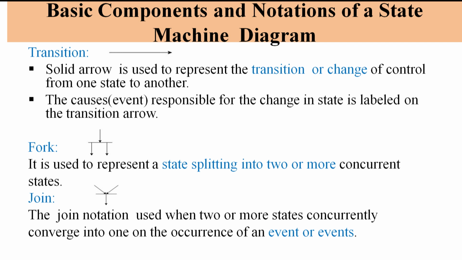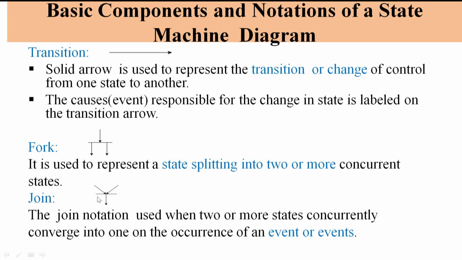Fork is used to represent a state splitting into two or more concurrent states. It means if we have reached a particular moment, and on the basis of that we are splitting into two different activities to be performed, and two different states of the object may occur due to that particular point of processing. You can see here at this point we are splitting into two or more concurrent states.